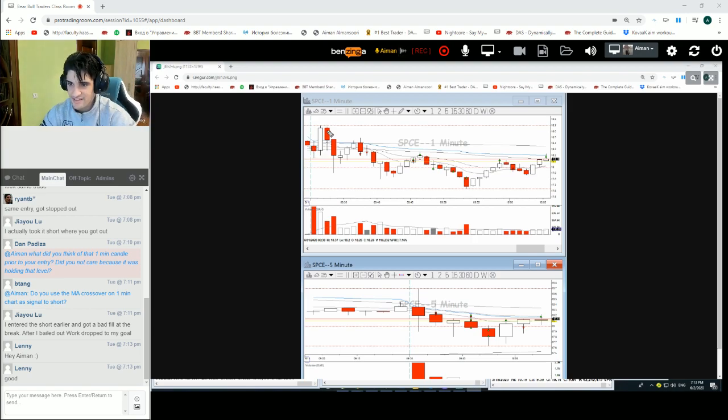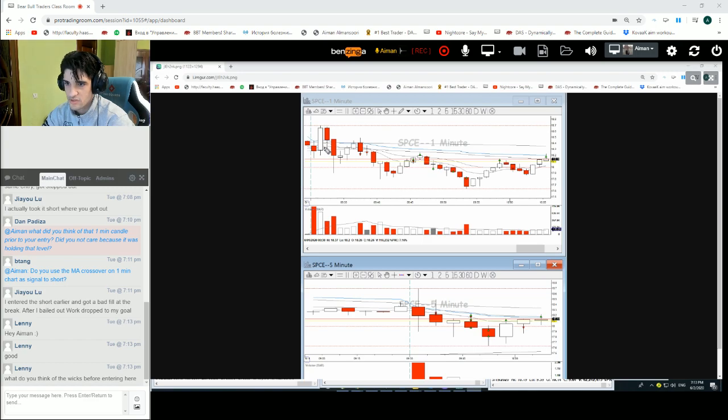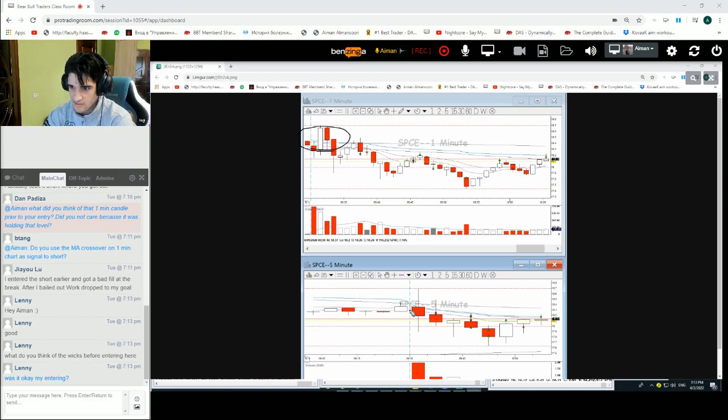So SPCE, same thing, below the moving averages, more weak than strong. I see on the 1-minute chart, by this moment, it was above the moving averages. By this moment, it broke all the moving averages and broke the pre-market level right there. So after this candle right here, I'm definitely long bias on SPCE. I want to see what it's going to do on the next candles.